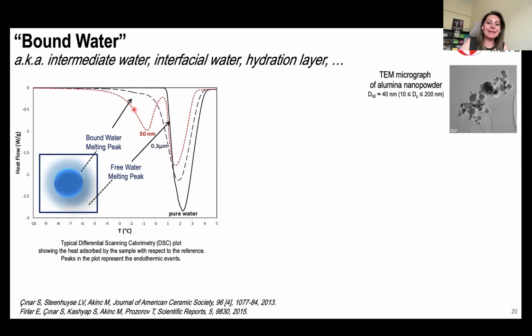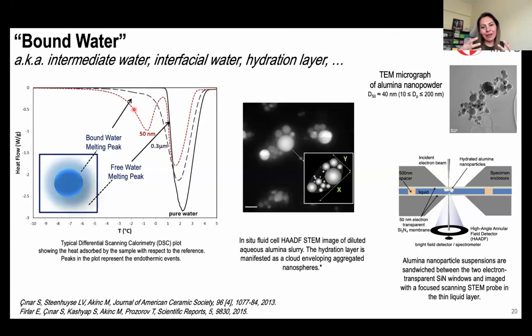Then after a couple of years, we actually had a chance to look at those particles in water under an electron beam. This technique is called fluid cell STEM. You know that TEM works under vacuum, so we cannot normally analyze suspensions. However, here we used silicon nitride membranes. They were electron transparent. Once you sandwich the suspension between those two windows, you can analyze the sample in vacuum. What we realized is that there is this cloud around the particles.